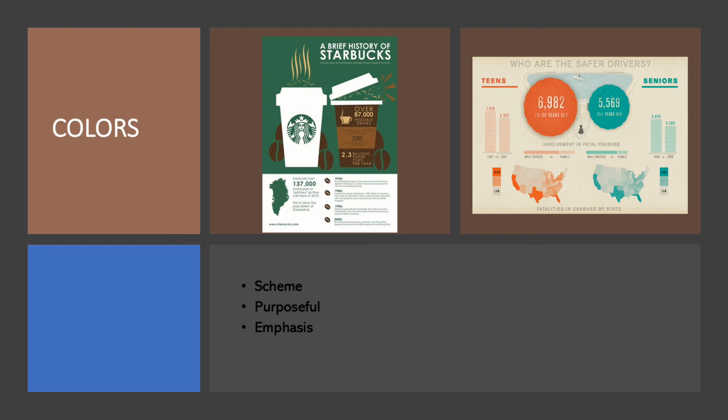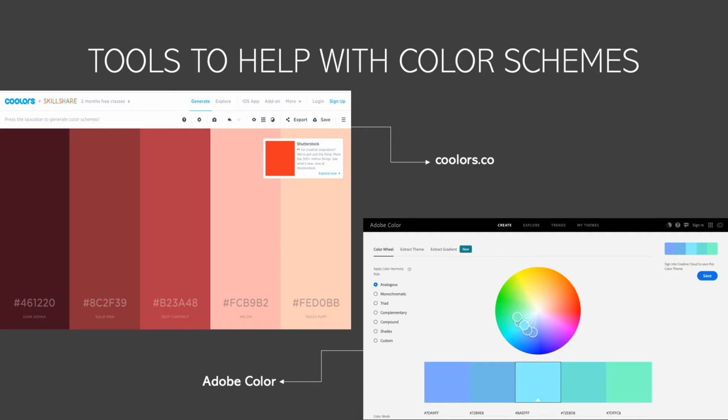So if you're seeing that the red is the information you want to get, that shows who are the safer drivers. That tells you right away.